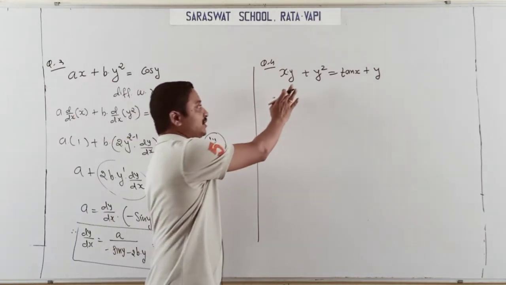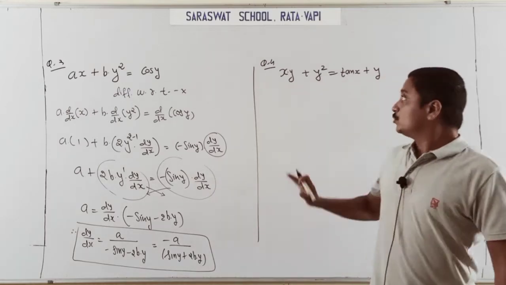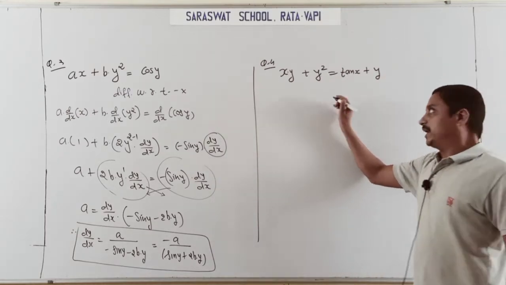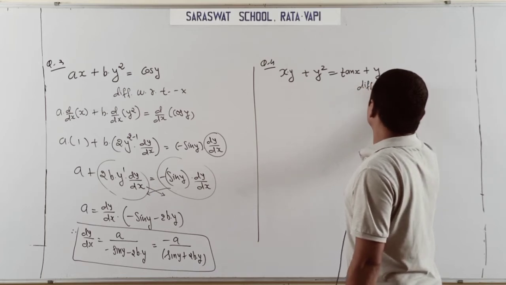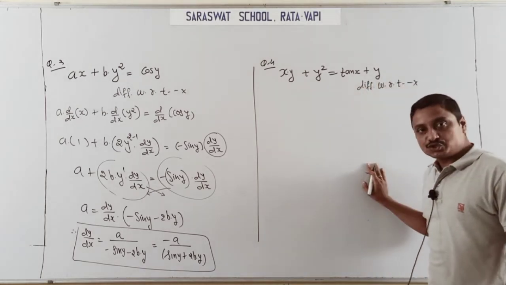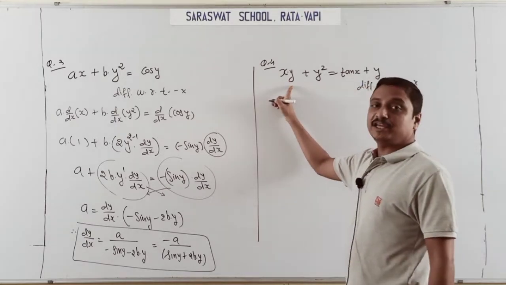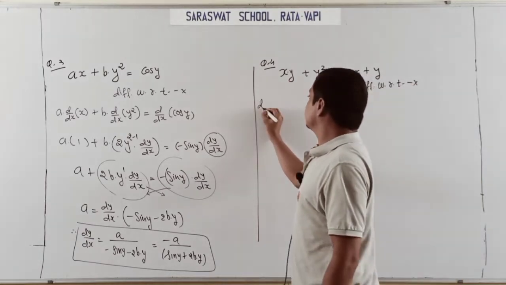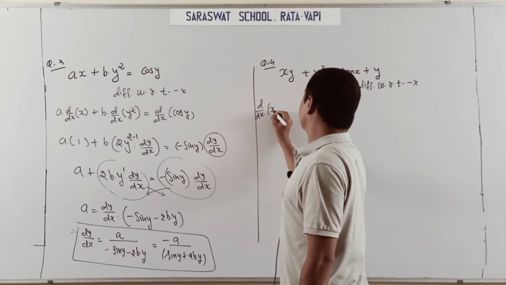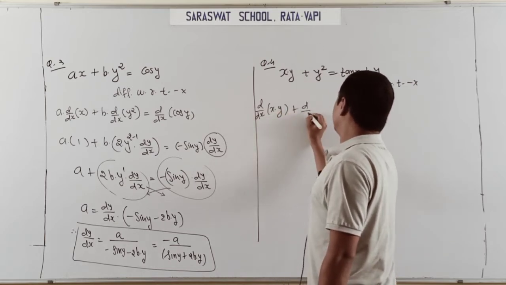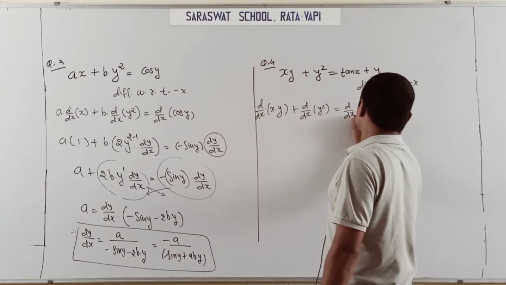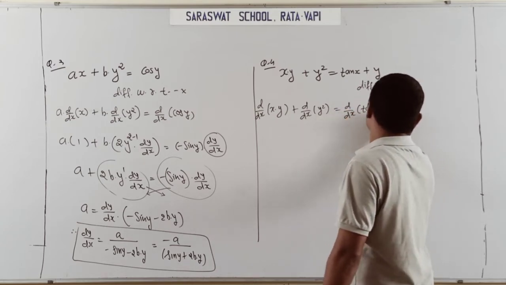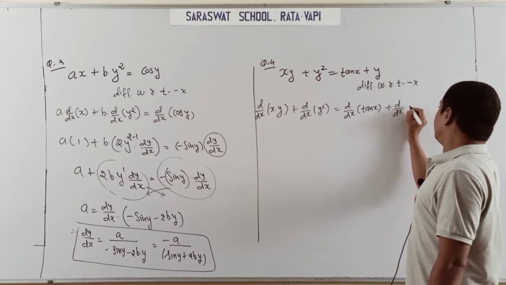This is also one more unit function. Continue question number 4, same application: differentiation with respect to x. So here both variables are given in product form, students. So d/dx of xy, same, d/dx of y square, same, d/dx of tan x and d/dx of y.